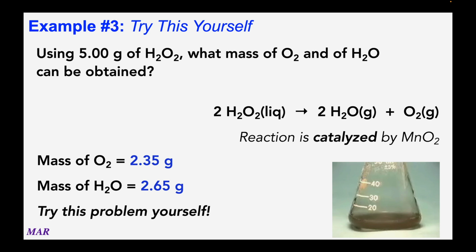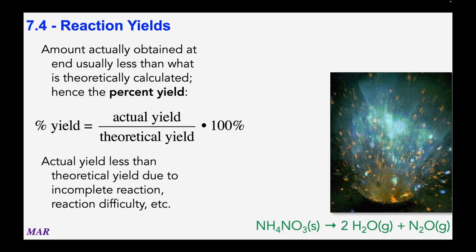Notice how at the end in this problem, if you add those two product amounts up, you do get 5.00 grams. All the mass that goes in equals all the mass that comes out. Pretty cool. The theoretical yield is the maximum amount of yield that should be created by a particular reaction. So in the last example there with ammonium nitrate, we calculated the grams of water that should come out and the grams of N2O, stuff like that.